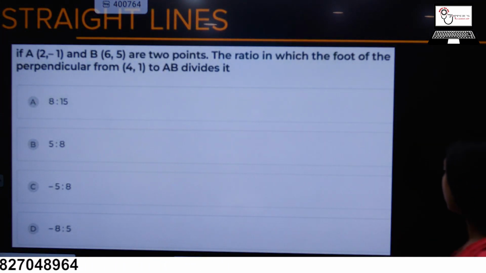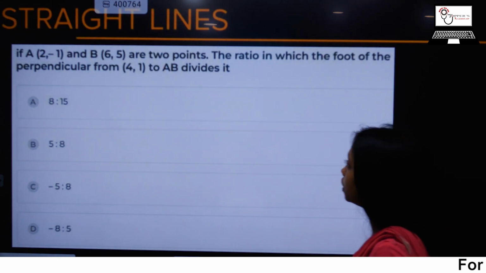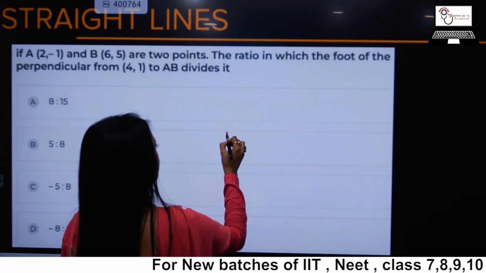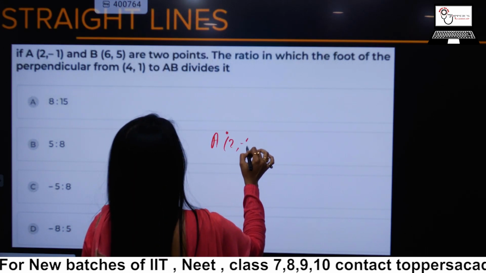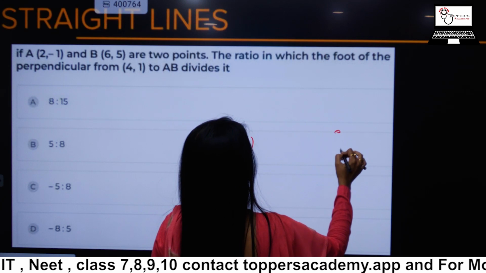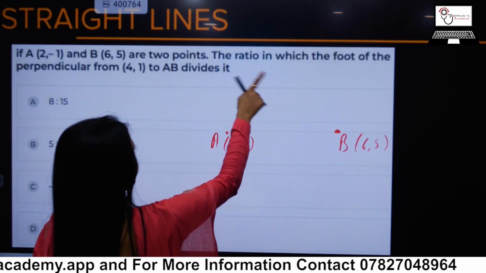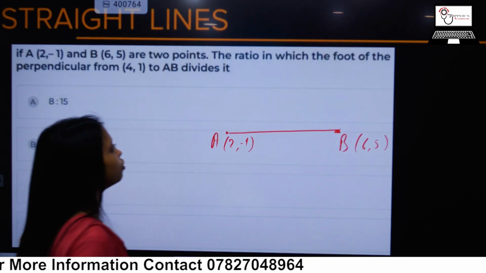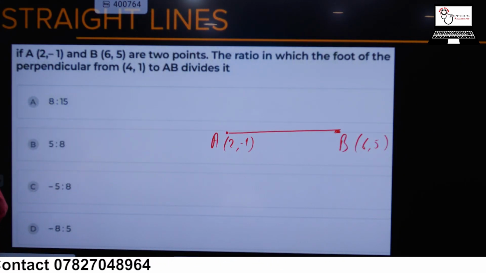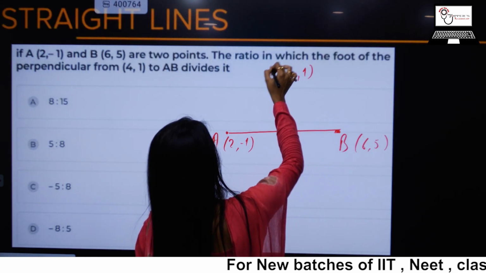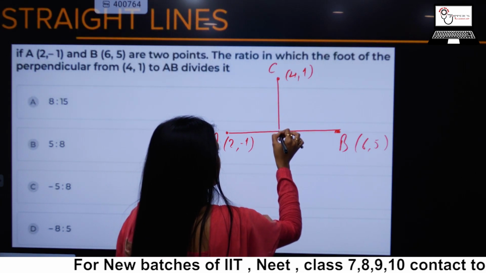Next, very interesting. If A is the point 2 comma minus 1, and there is a B point 6 comma 5. These are 2 points. We need the ratio in which the foot of the perpendicular from a point 4 comma 1, let it be C, divides AB. From this, a perpendicular is drawn.